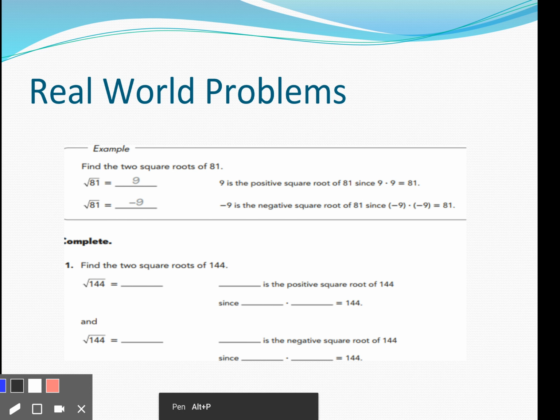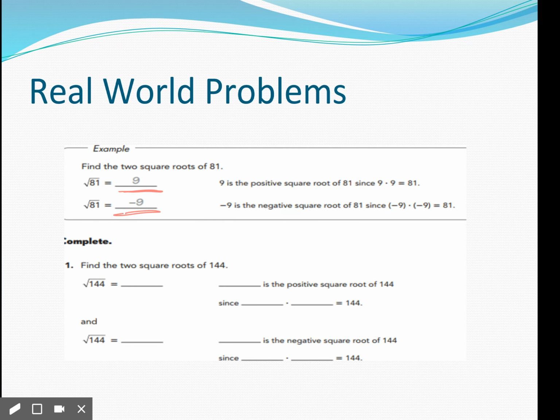Just like in this example here of the square root of 81, the square root can be 9 or negative 9 because 9 times 9 equals 81, or negative 9 times negative 9 equals 81. So let's apply that. What would the 2 square roots of 144 be? Most of you know that the square root of 144 is 12. 12 is the positive square root of 144 since 12 times 12 equals 144.